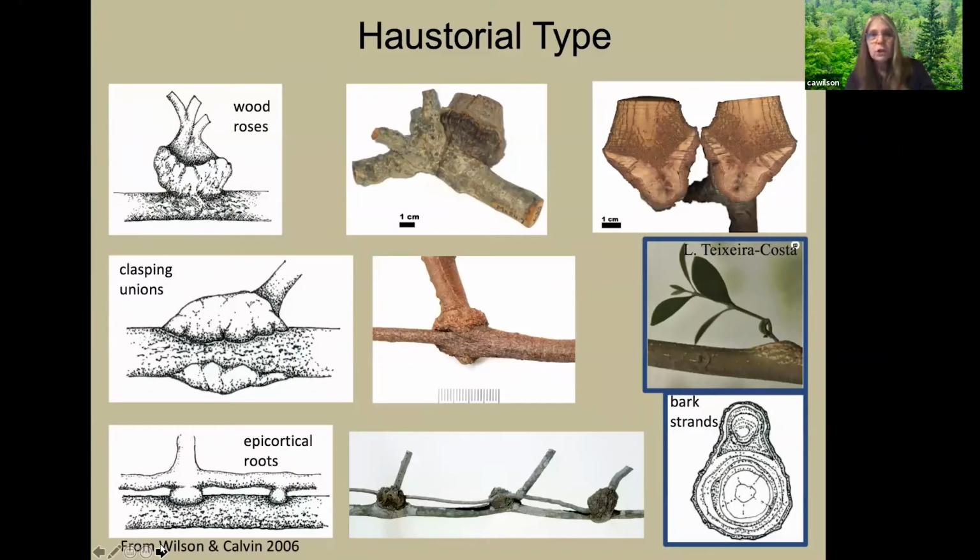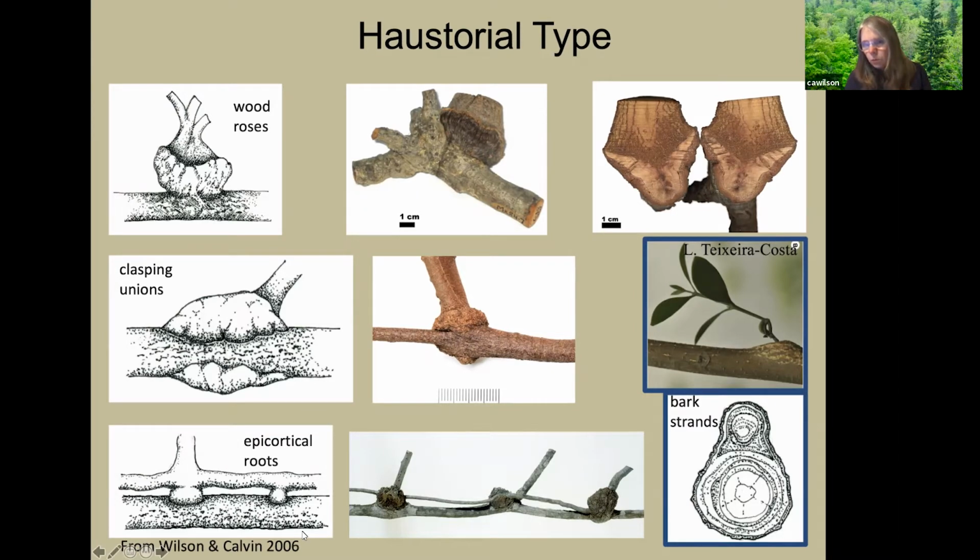And the other thing that I've dealt quite a bit with, as Barbara mentioned, are haustoria. The haustorium is where the mistletoe connects to the host branch. In the mistletoes, we have recognized 4 basic types, my husband and I: wood roses, clasping unions, epicortical roots, and bark strands.